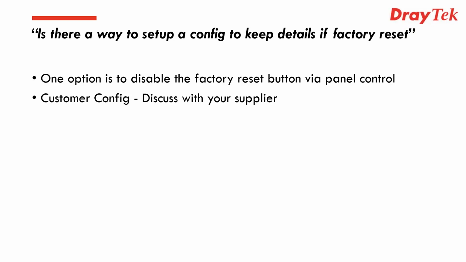But it is also potentially possible to have a custom config where the router's factory default settings have some default settings in them that are specific to the connection and to the deployment. That allows, if someone's factory reset, for the unit to then go back online, go into Vigor ACS, and then potentially be redeployed automatically, which can help save a site visit.